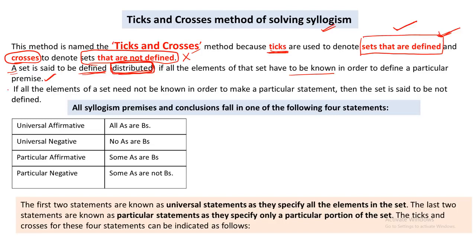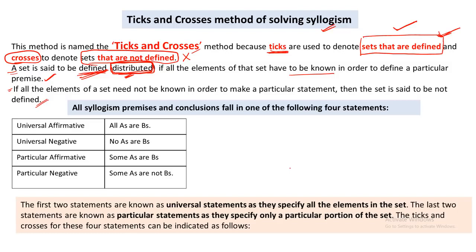Now if all the elements of a set need not be known in order to make a particular statement, that set is said to be not defined. So we'll have statements in which we do not have knowledge of all the elements of that particular set, and that set would not be completely defined, so it would not be distributed. A distributed set is the one which is completely defined. Hope you have understood it.